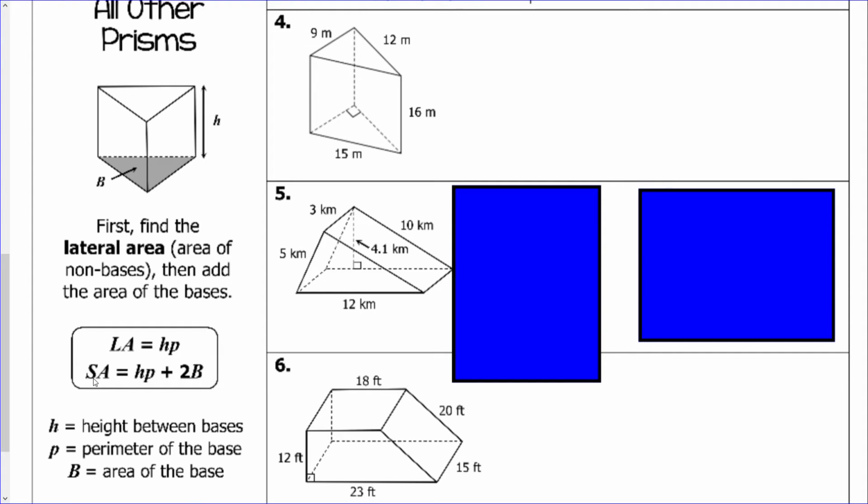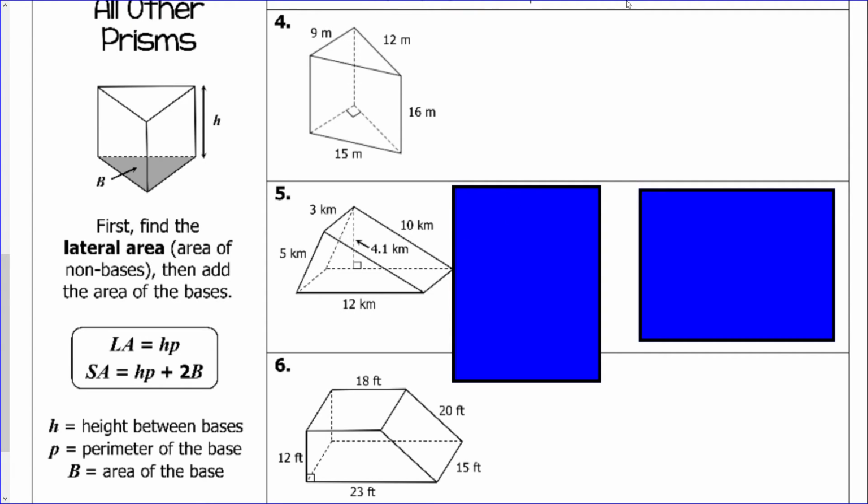Okay, so surface area equals the height times the perimeter of the base plus 2 times the area of the base. Okay, and it's 2 times the area of the base because there's one on the bottom and one on the top. So there's 2 of them. That's why there's 2 times the area of the base.